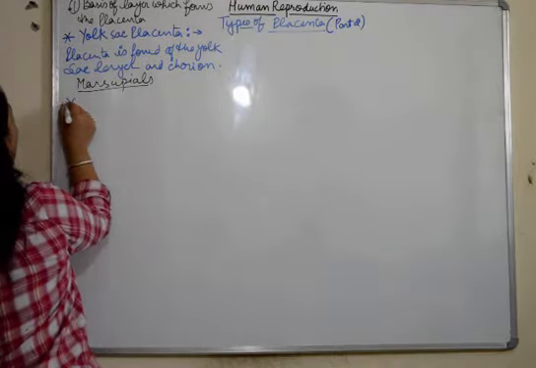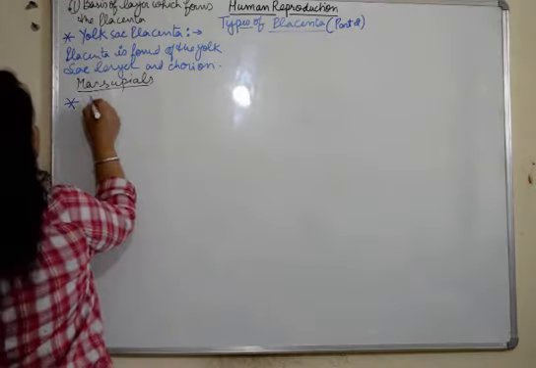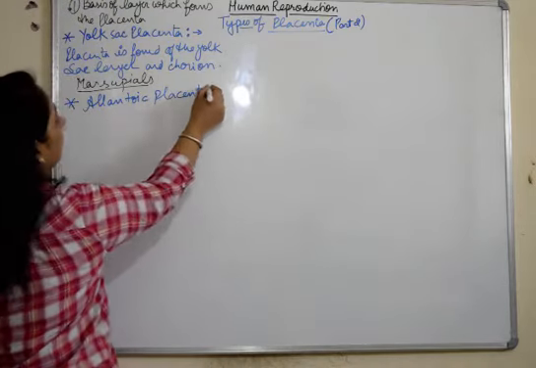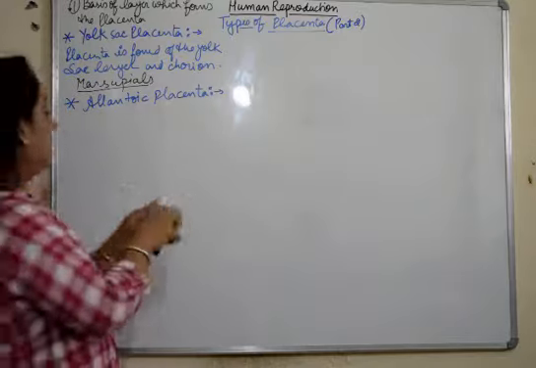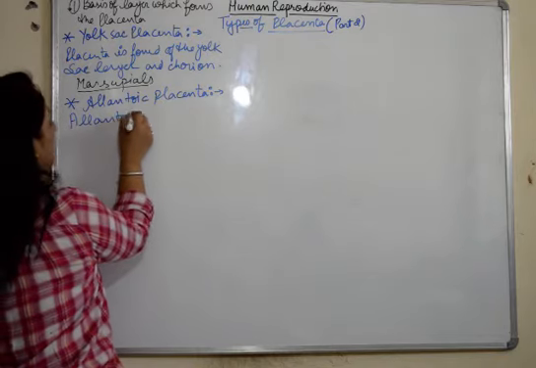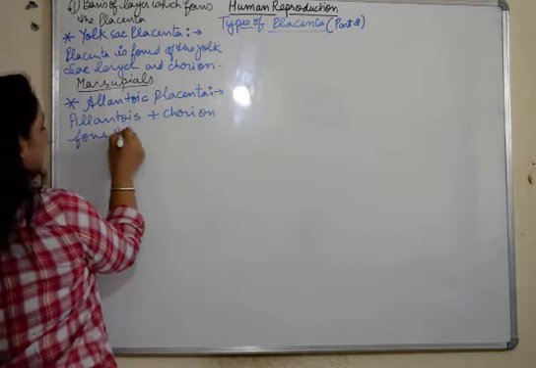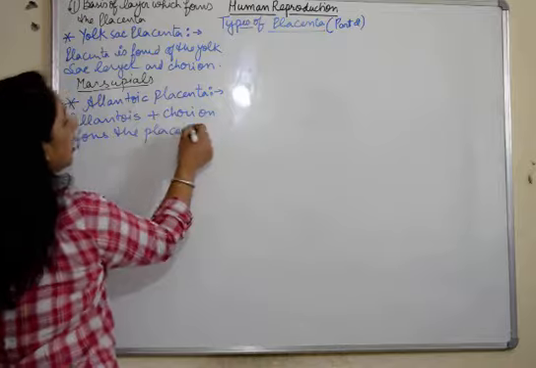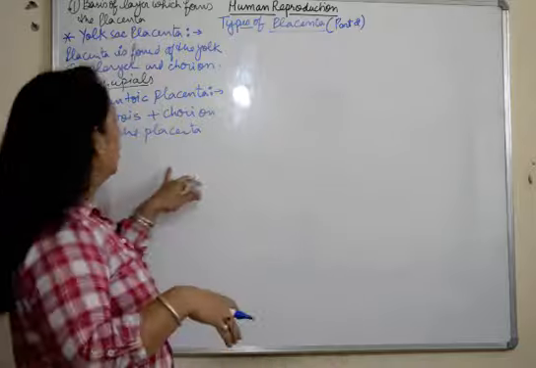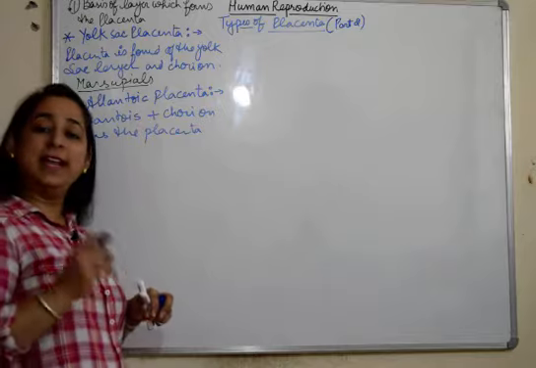Next type of placenta on the basis of the layer which forms the placenta is the allantoic placenta. Now the allantoic placenta is the one wherein the allantois plus chorion forms the placenta. Herein allantois are extensions from the fetus, and the chorion also, they form the placenta. So this type of placenta is known as allantoic placenta.